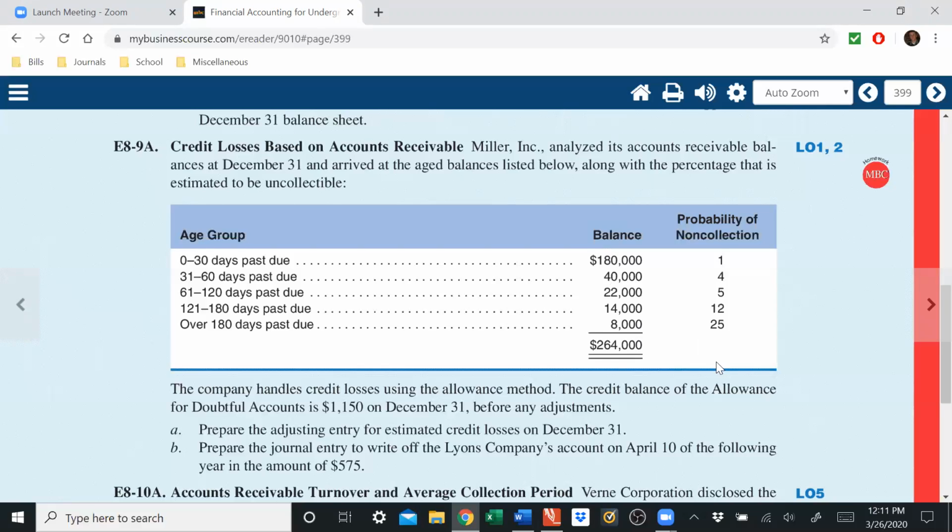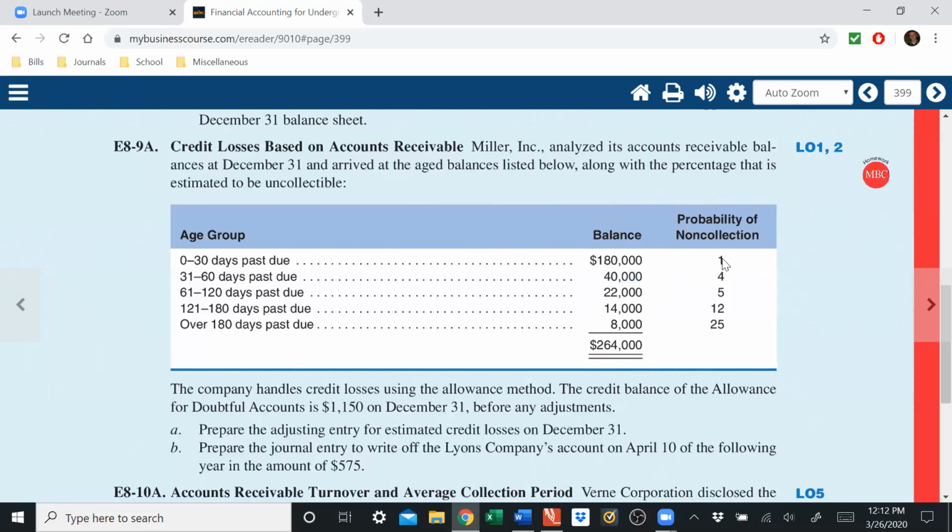Usually a company will give a customer between 30 and 60 days to pay off an account. And then after the 60 days or after the 30 days, depending on the company's policy, the account is past due. And so of the total accounts receivable due to the company, this 264,000 is the amount that is past due, over 30 days or over 60 days. And of that amount, the company has said 180,000 is between 0 and 30 days past due. 40,000 of the 264,000 that's past due is between 31 and 60 days past due, and so forth.